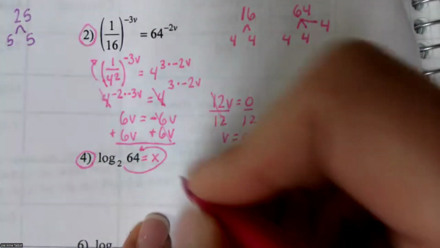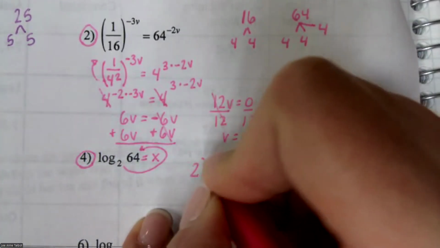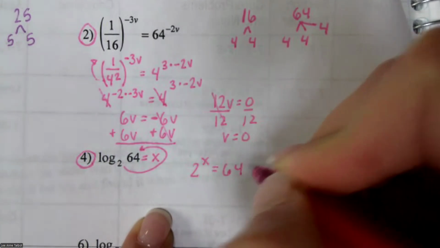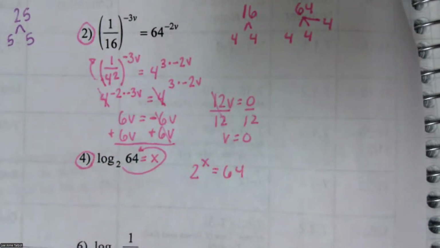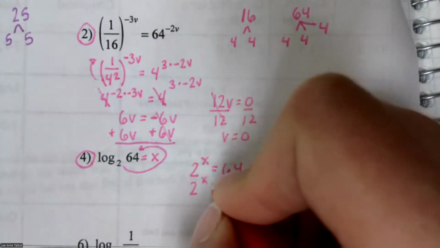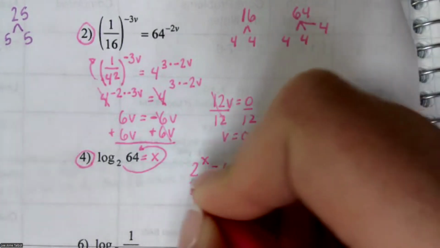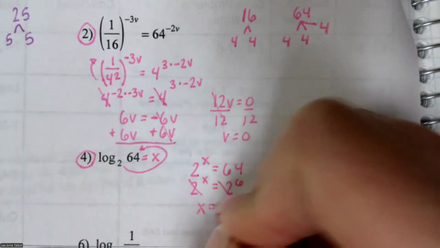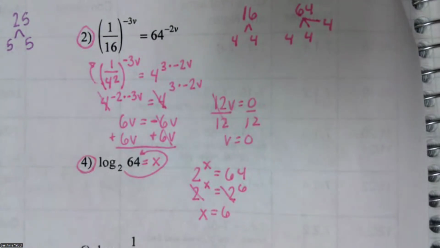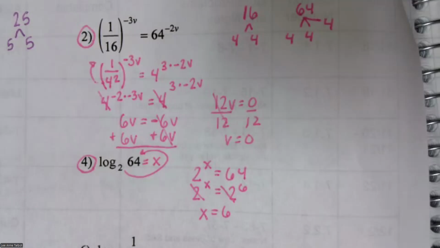Okay, number 4, guy in circle problem: 2 to the x is 64. 64 is 2 to the 6th. 2 to the x equals 2 to the 6th. x equals 6. 2 to the 6 equals 64.